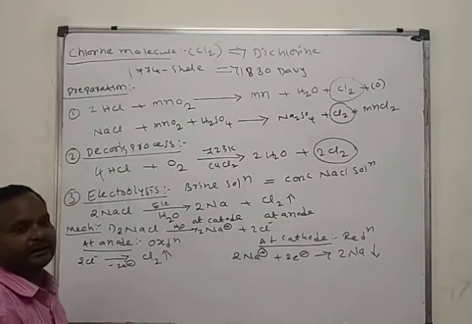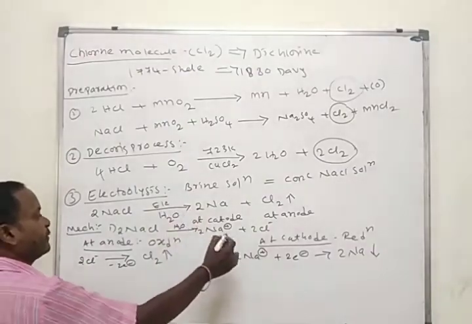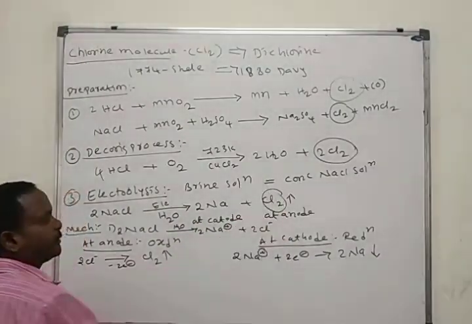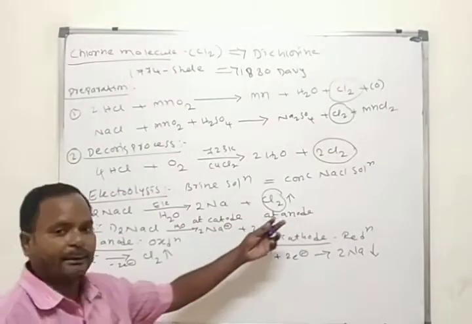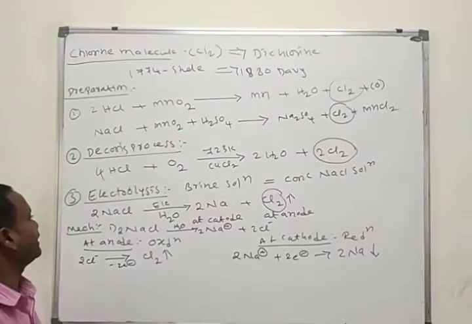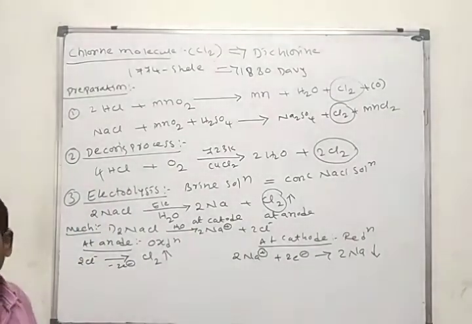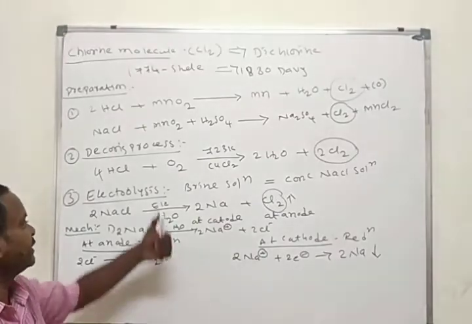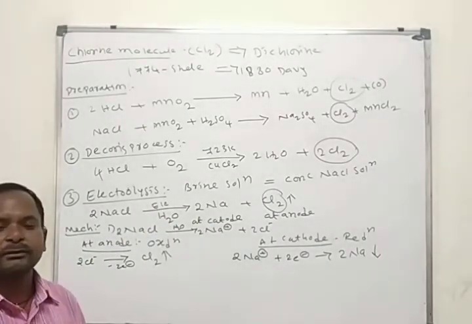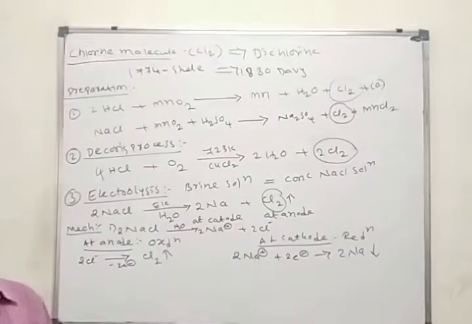By the oxidation and reduction, chlorine gas evolved at anode. This is one electrolysis method. By this electrolysis also, we can prepare the chlorine molecule. And one more method is there.